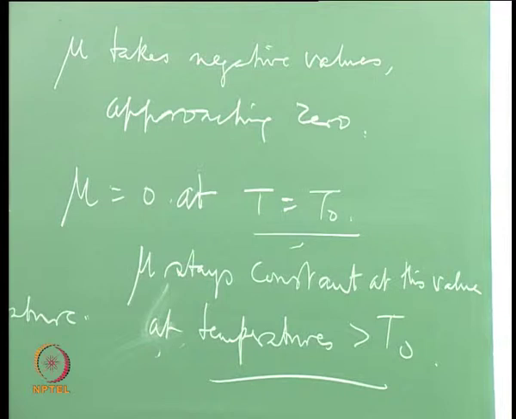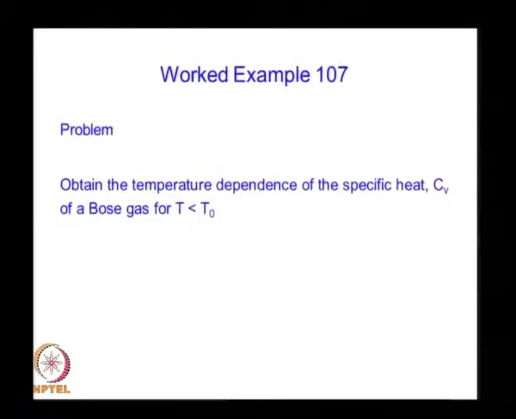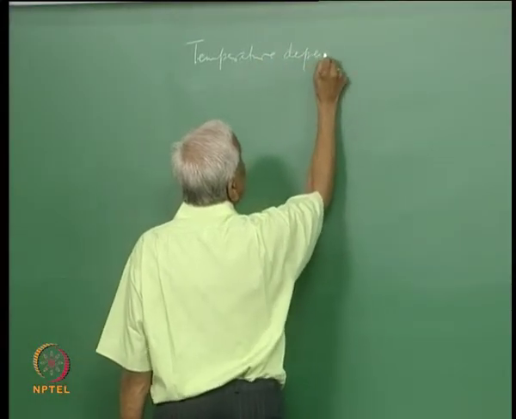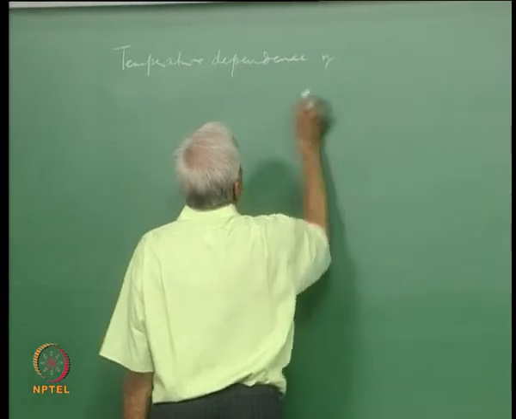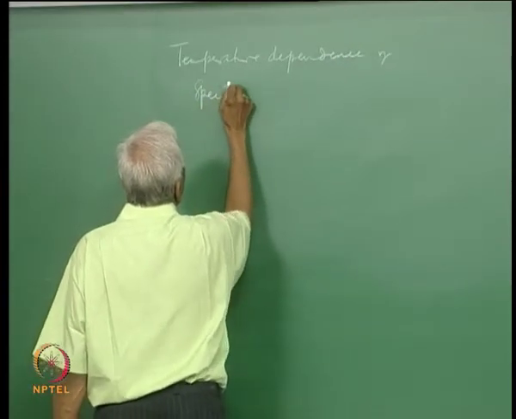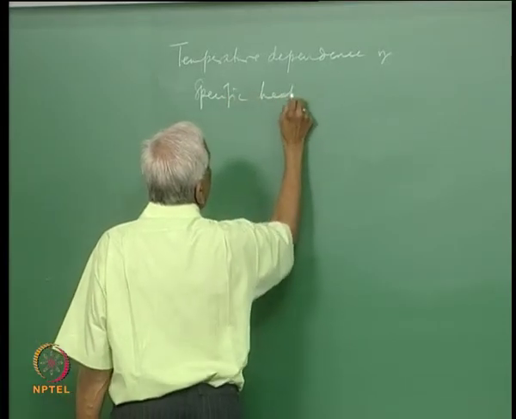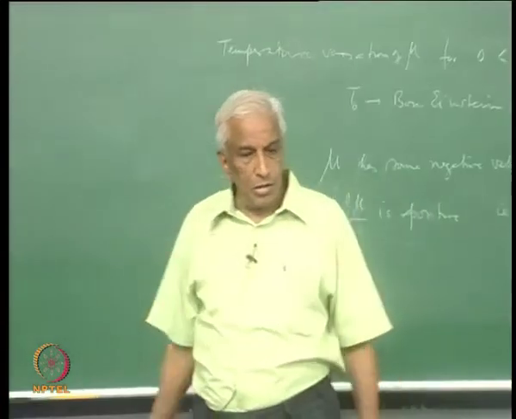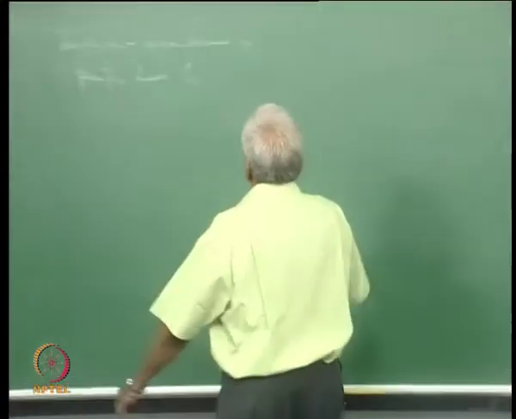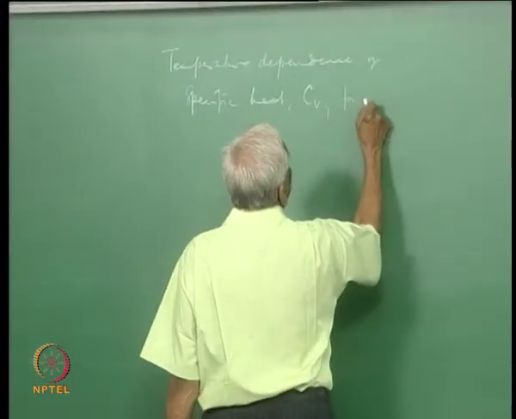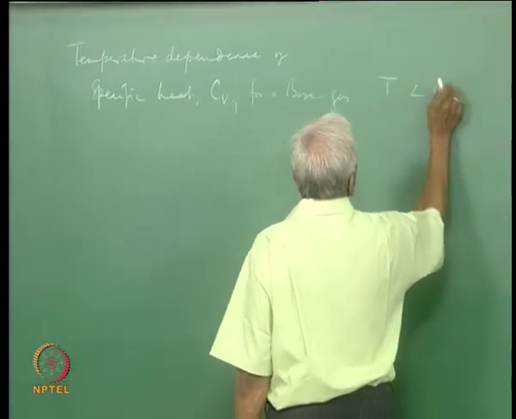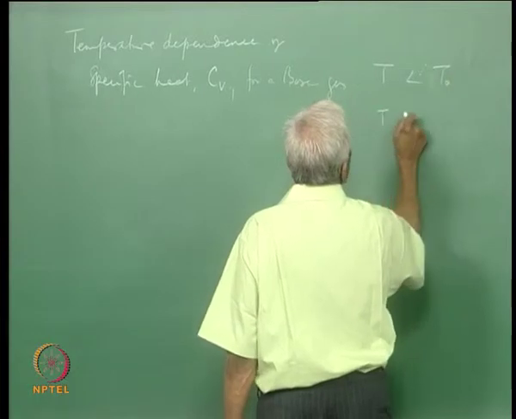Having got the temperature variation of the chemical potential, we are asked to discuss the temperature dependence of the specific heat Cv for a Bose gas, for T less than T naught and also T greater than T naught.